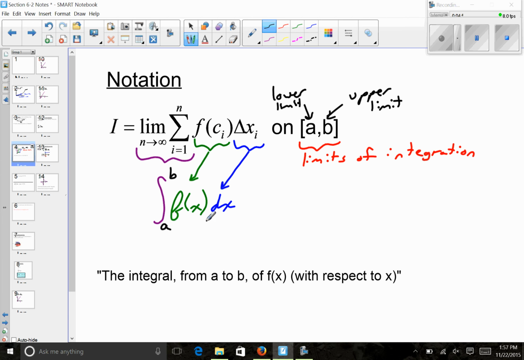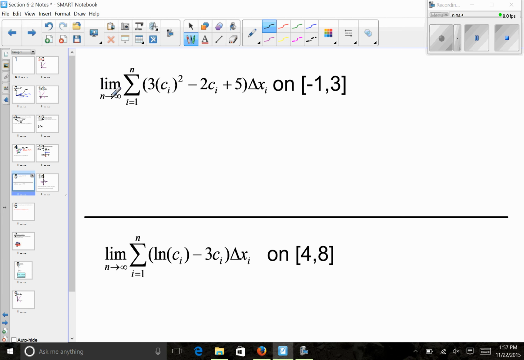So for example, if I have here the limit as n goes to infinity of the sum from 1 to n of 3c squared minus 2c plus 5 delta x on the closed domain of negative 1 to 3. This is a definite integral. That's the definition of it. So this would be the integral. That's the limit as n goes to infinity of the sum of 3x squared minus 2x plus 5. Delta x becomes the differential, so this is with respect to x. And then negative 1 is my lower limit, 3 is my upper limit.